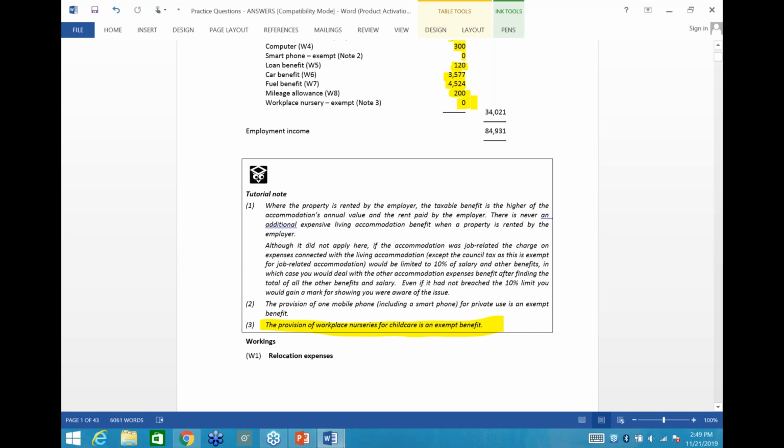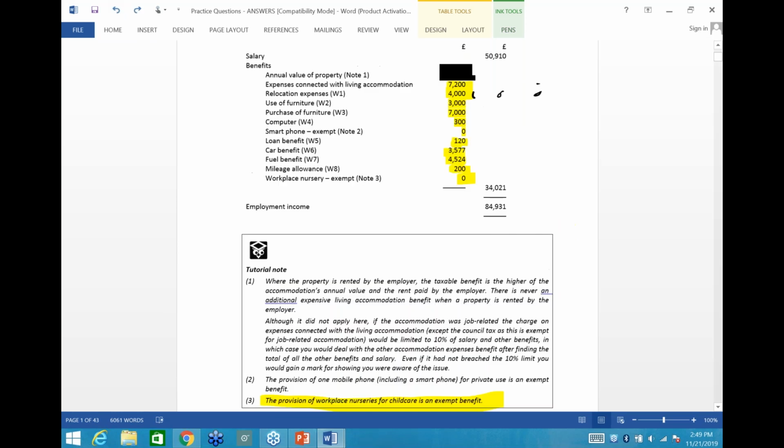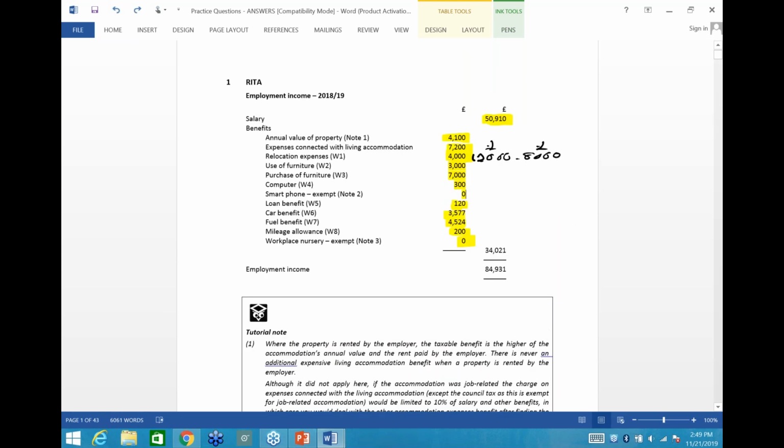Then when you add everything together, you can see my non-cash benefits are 34,021. My salary is 50,910. My employment income is 84,931. So this is how you calculate the employment income for an individual.